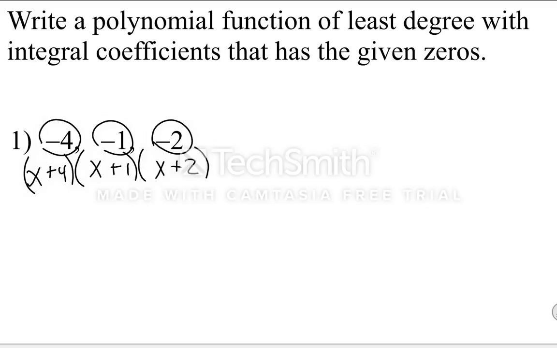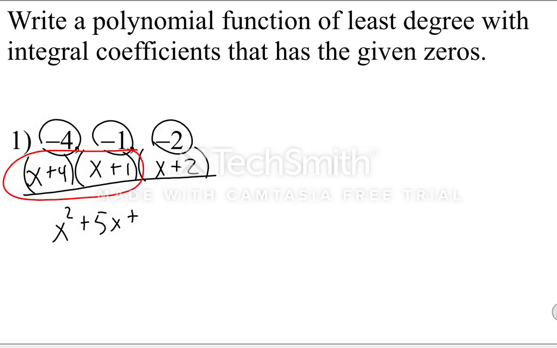Okay, now what I want to do is multiply all three of these together. I'm not going to do the boxes, but you are more than welcome to do so. I'm just going to do what I would do first, and multiply those two first. When I do that, I get x squared plus 5x plus 4.